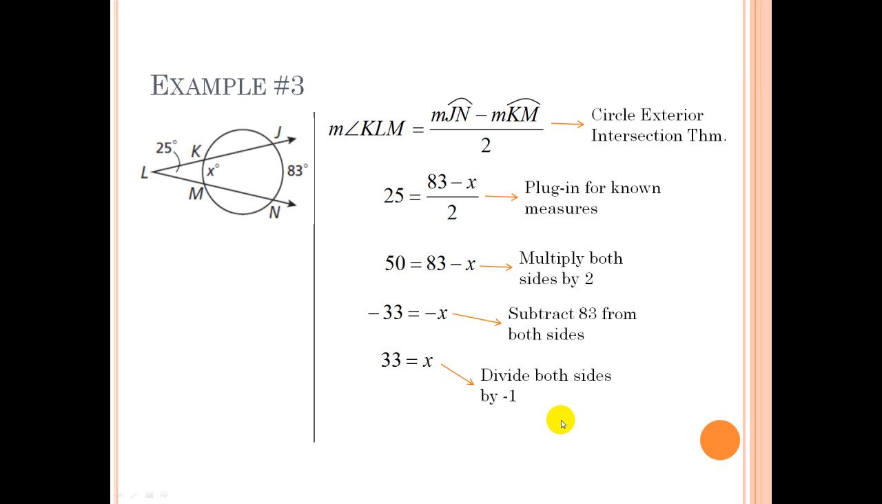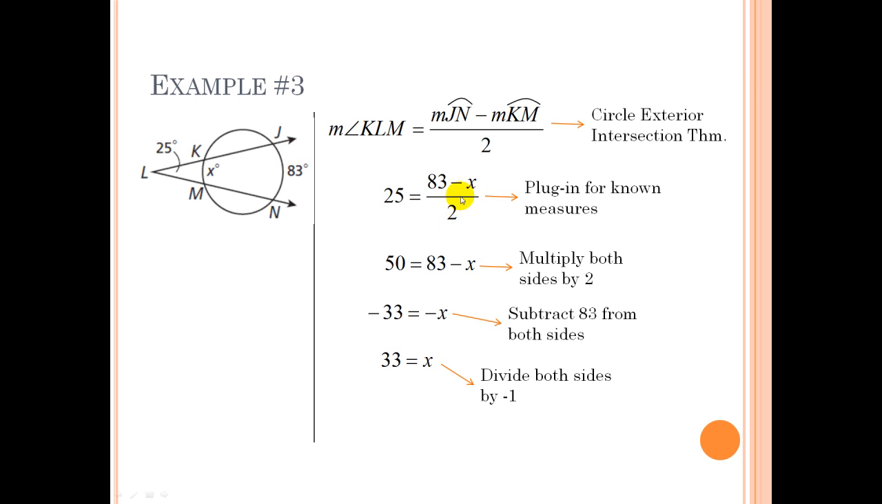Last one, example number 3. On this one, you can see we got this intersection outside the circle. Remember, outside the circle was key on this. If it's outside the circle, then we're going to have to do this half the difference formula. So I take my two arcs, I have 83 and x, I'm going to subtract them, 83 minus x, divide by 2, and that should give me my angle, which is 25. So just plug it all into my formula here. 25 equals 83 minus x divided by 2.